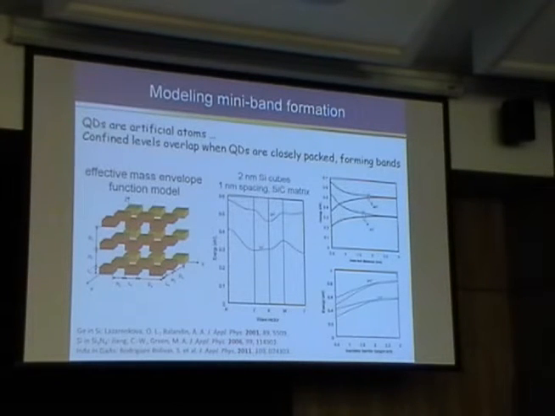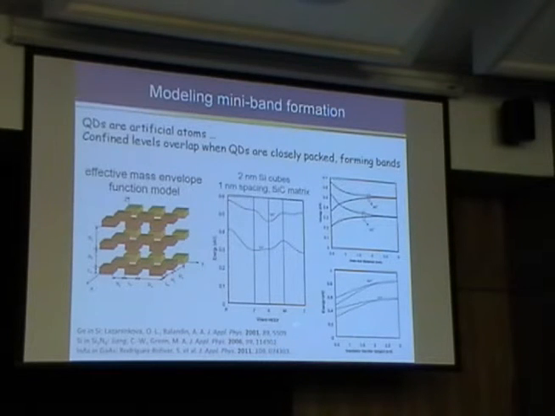They were particularly interested in silicon in different matrices. These are silicon dots that are cubes, 2 nanometers on the side, and there's a separation of some controllable amount. They used effective mass envelope calculations to determine the band structure of these particular solids. So basically solving the Schrödinger equation, but not for a single electron, but rather for the envelope function. And so this is what they see here.